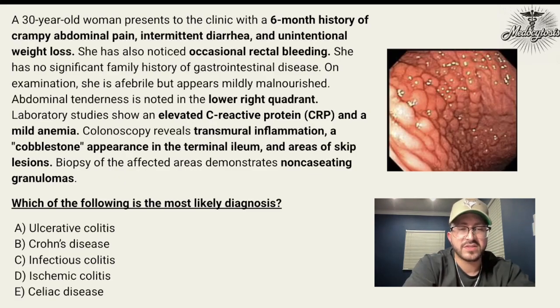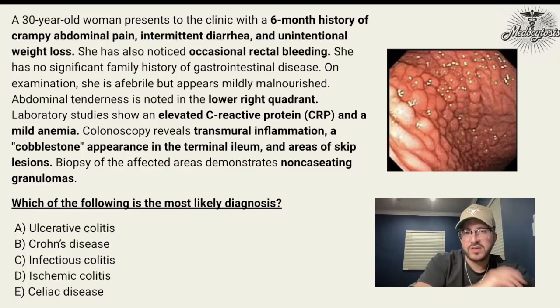B, Crohn's disease. This is the correct answer. When you see non-caseating granulomas, bloody diarrhea, skip lesions, and cobblestone appearance of the terminal ileum, these are pathognomonic for Crohn's disease, and I want you to choose that immediately. So B is the correct answer.